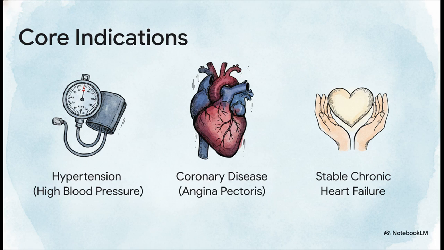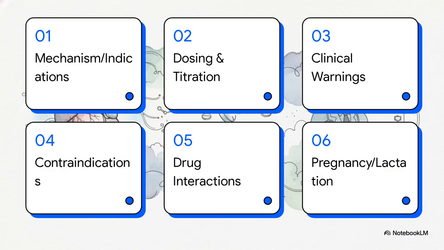But, and this is super important, it's also a cornerstone therapy for stable chronic heart failure, the kind with impaired systolic function. Its whole job there is to improve outcomes on top of the standard stuff like ACE inhibitors and diuretics. Okay, so here's our game plan for this explainer. We'll kick things off with its mechanism, then get into the nitty-gritty of dosing, cover the big warnings and absolute no-goes, look at drug interactions, and wrap up with its use in pregnancy and lactation.